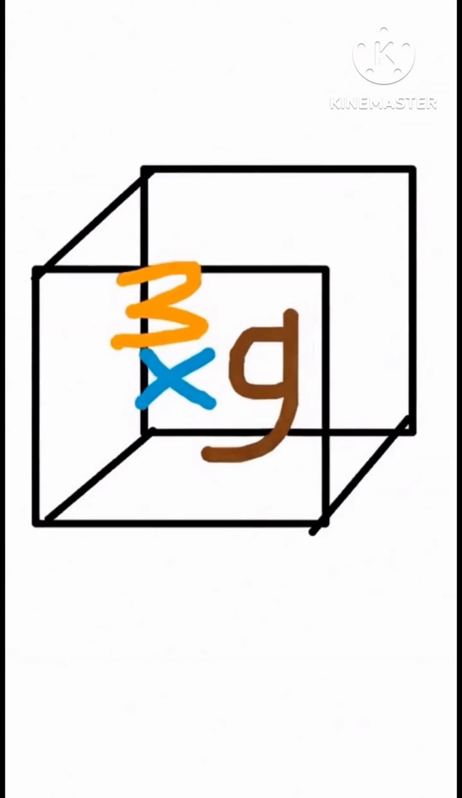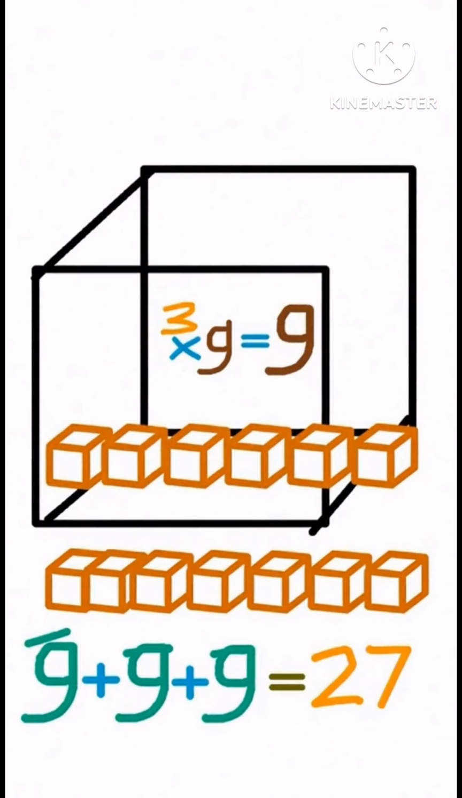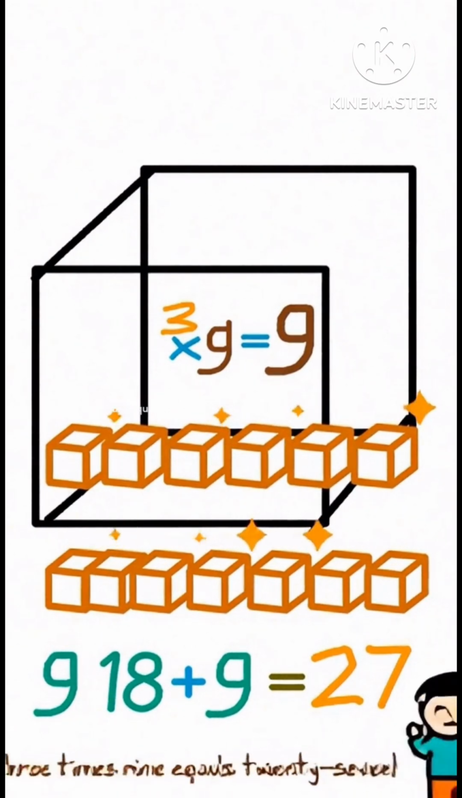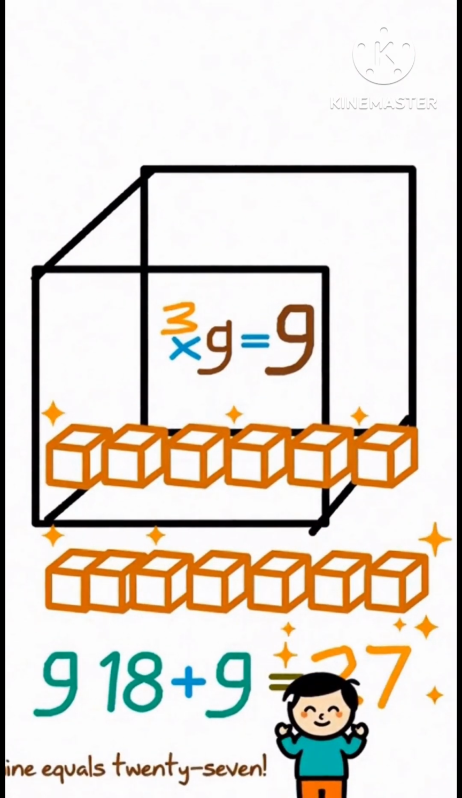That's right. 3 times 9. Think of it as 9 added 3 times: 9 plus 9 plus 9. The first 2 9s make 18, and 1 more 9 brings us to 27.